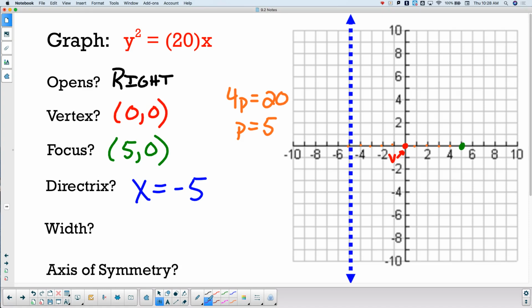What everybody likes to do is they like to say, well, it's 10. The width is 10. No, the width is not 10. The width is 20 because that's what 4p is. I go 10 in each direction. So in this case, since my parabola is opening to the right, I'm going to go 10 up and 10 down. Now, that allows me to then draw in my parabola.